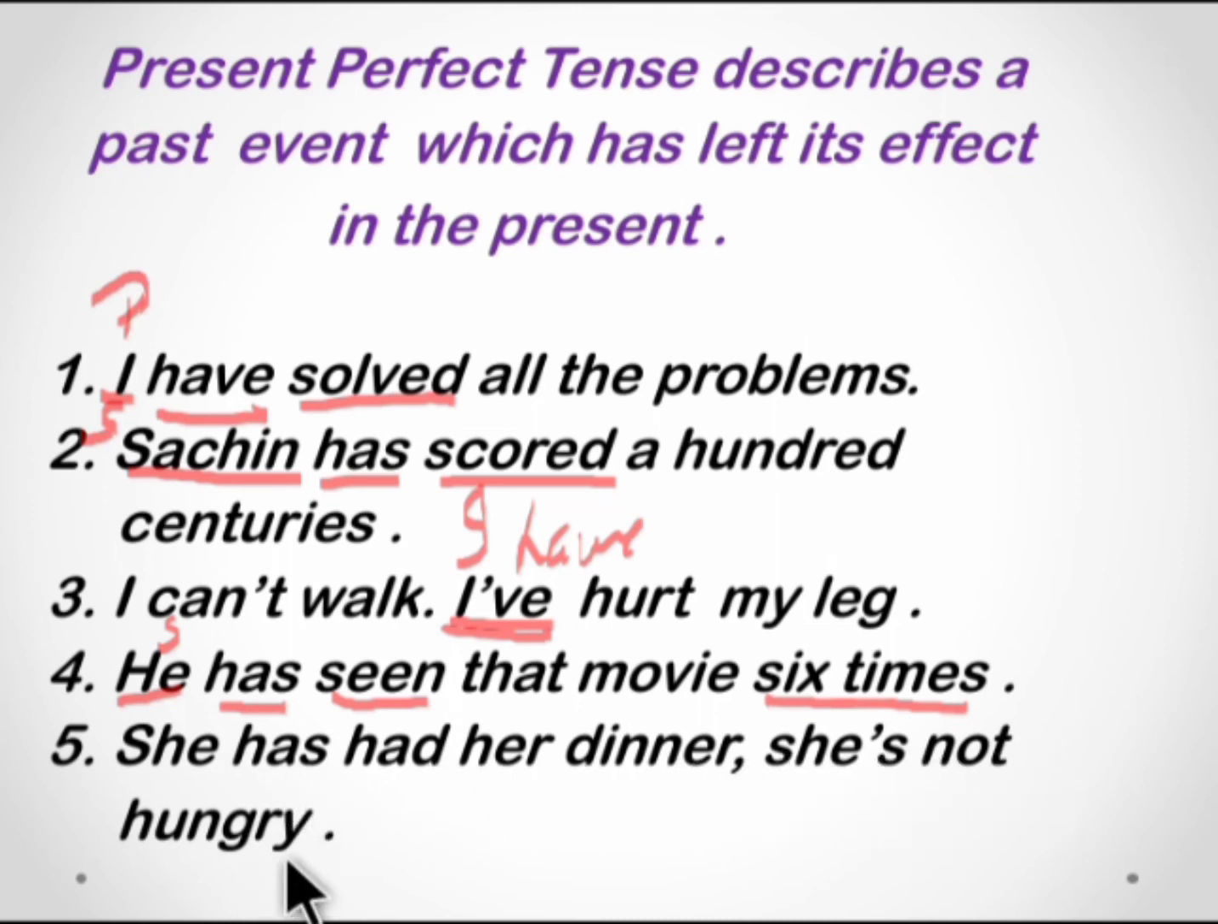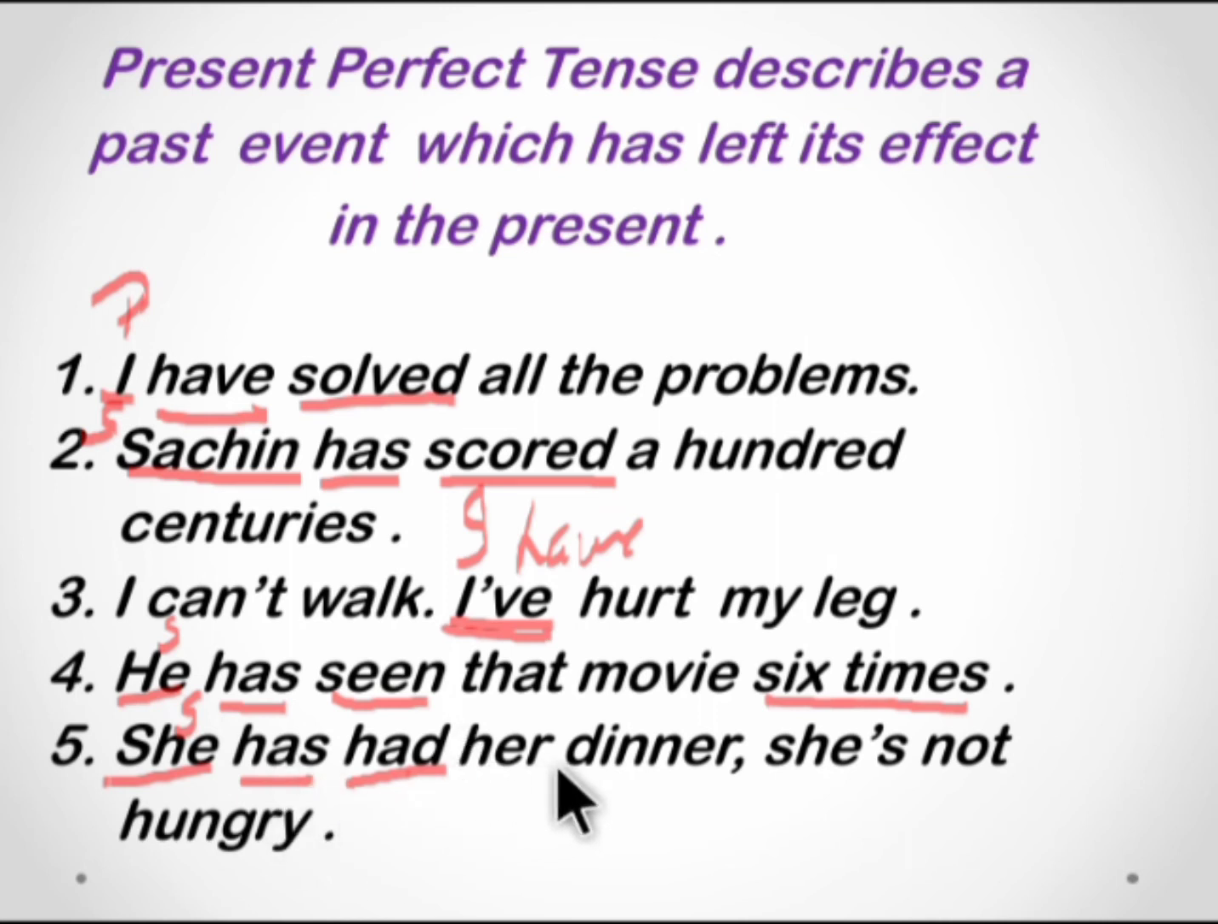She is not hungry. So she is singular. Here, has is the auxiliary verb. This had is the past participle of have. It means eaten. So we have the main verb and the auxiliary verb.